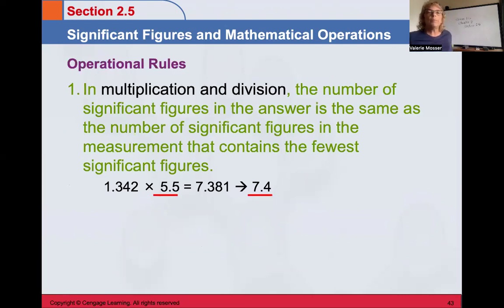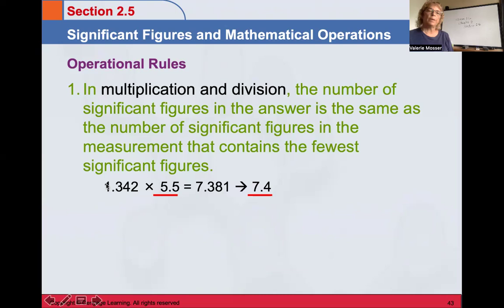So mathematical operations with sig figs have 2 different sets of rules. To multiply and divide, the number of significant figures in your final answer is the same as the number of significant figures in the measurement that contains the fewest sig figs.